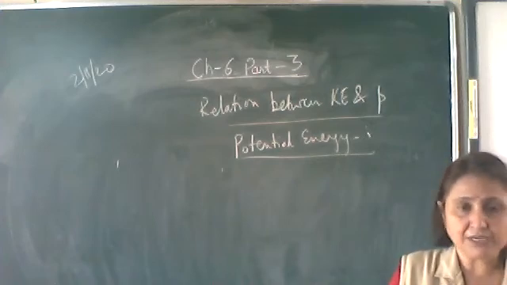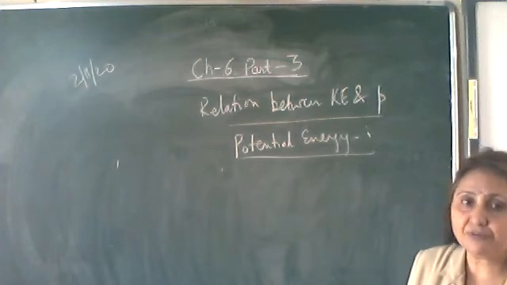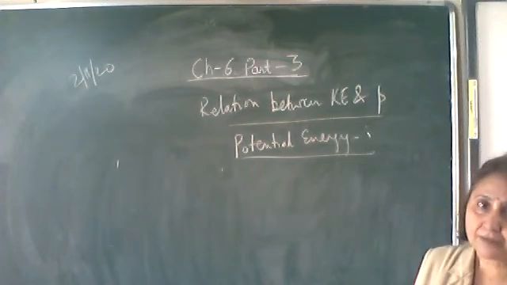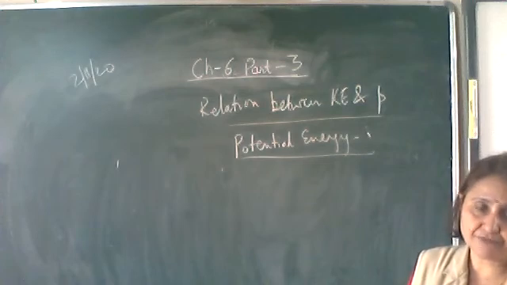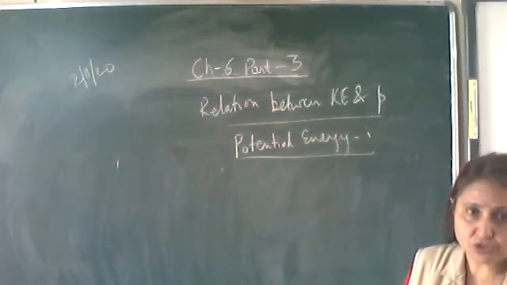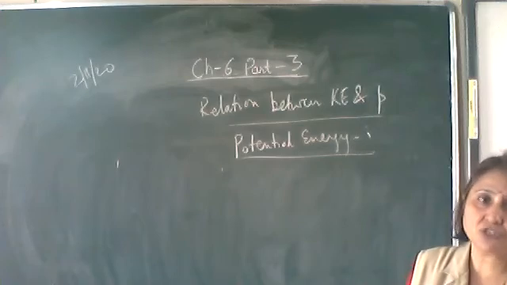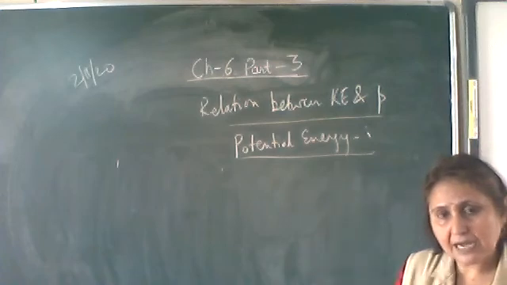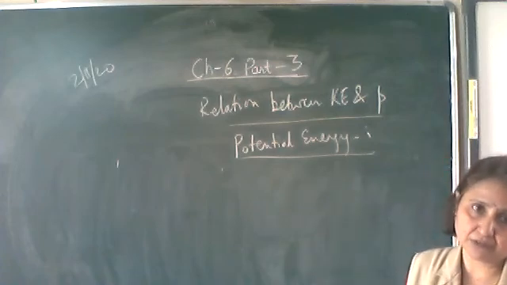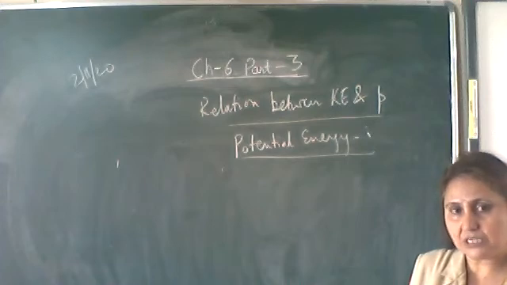Why? Because whatever amount of work is done on the object, that work will be stored in the form of potential energy. For example, if you are lifting any stone or any object to a height h above the surface of earth, in doing so you are doing some work, and that work done will be stored in the form of potential energy. So any body which is at a height h above the surface of the earth possesses some energy. That energy we call the potential energy.